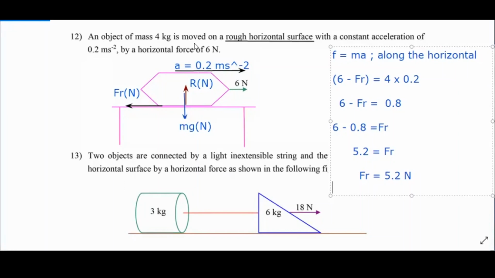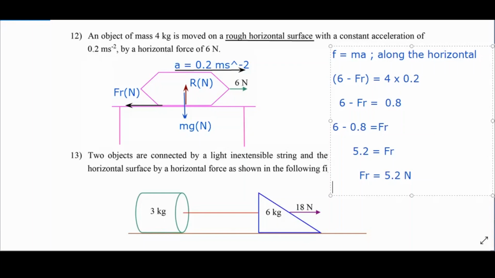So the object will not be moved upward, it is not moving downward, it is moving only along the horizontal direction. Therefore, R and mg forces should be the same. Star point, write. There is no motion along the vertical direction. Therefore, upward force should be equal to the downward force. There is no vertical motion.